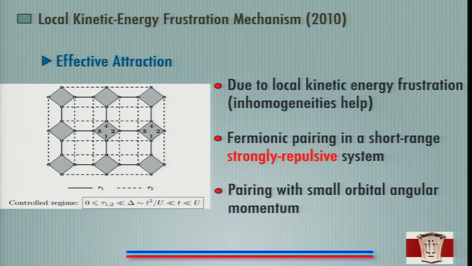It's not BCS. It's based on local kinetic energy frustration, where you can have local energy fluctuations because of inhomogeneities. So you don't have a standard lattice, but you have inhomogeneities, and then you can induce pairing and superfluidity or superconductivity in a strongly repulsive system. The superfluidity happens because it's strongly correlated, not because it's weakly correlated. And we could achieve pairing with a small orbital angular momentum.